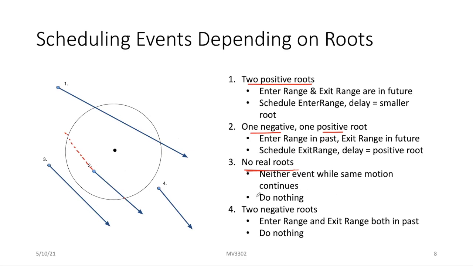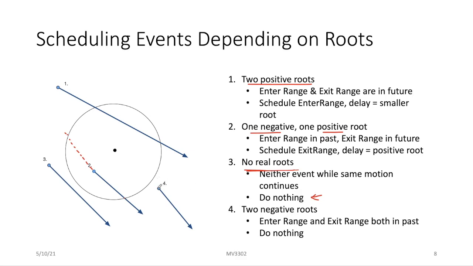And so actually our recourse is to do nothing. So in other words, when we're trying to figure this out, if we come up with complex roots, that is no real roots, then we don't have to do anything. So that's good news. And then finally, let's look at this situation here.